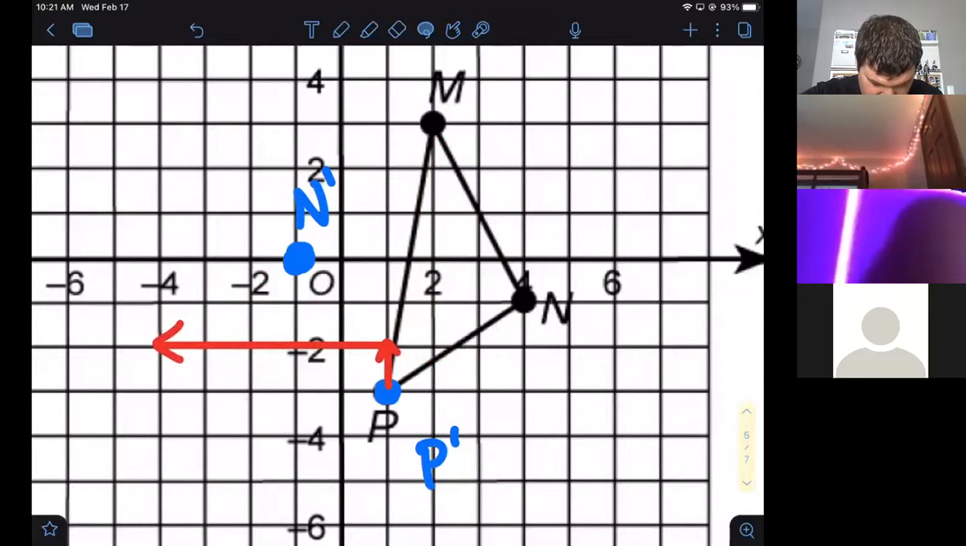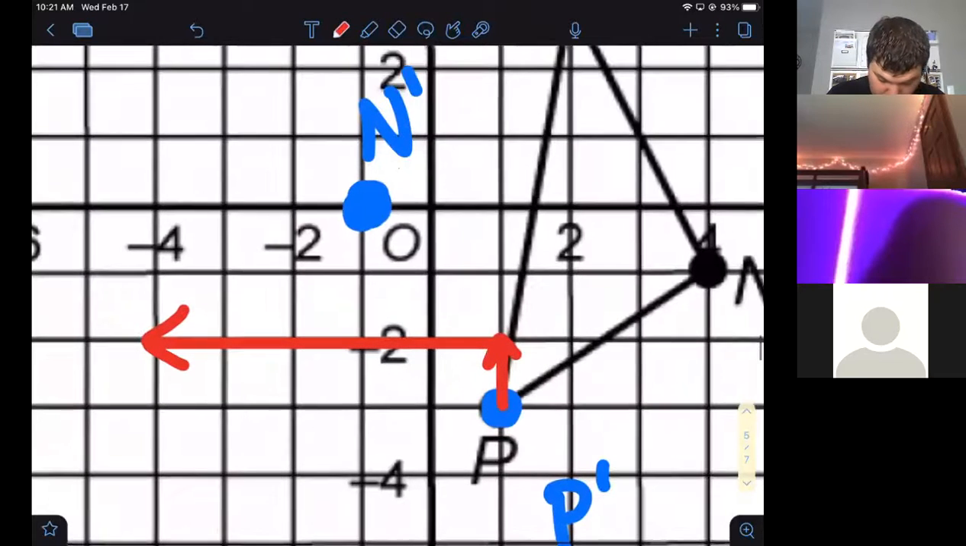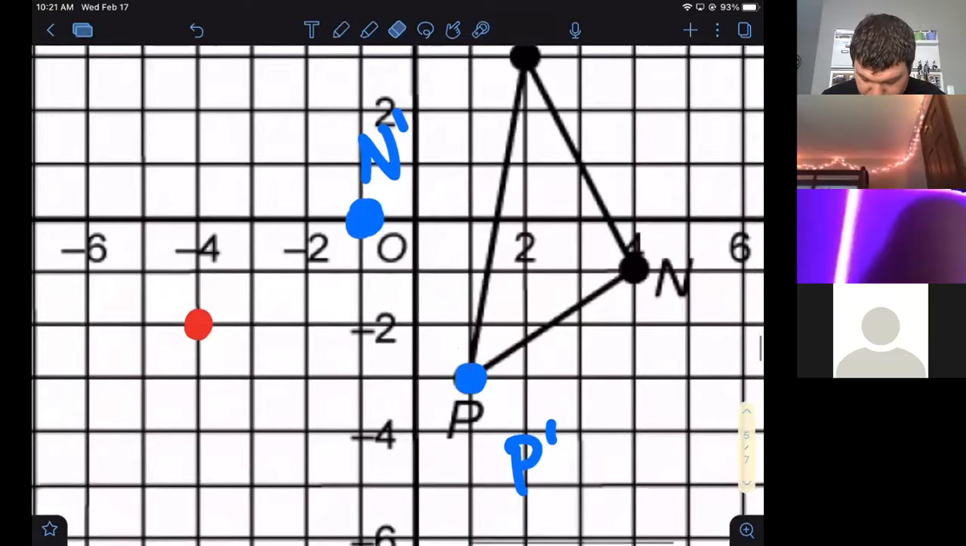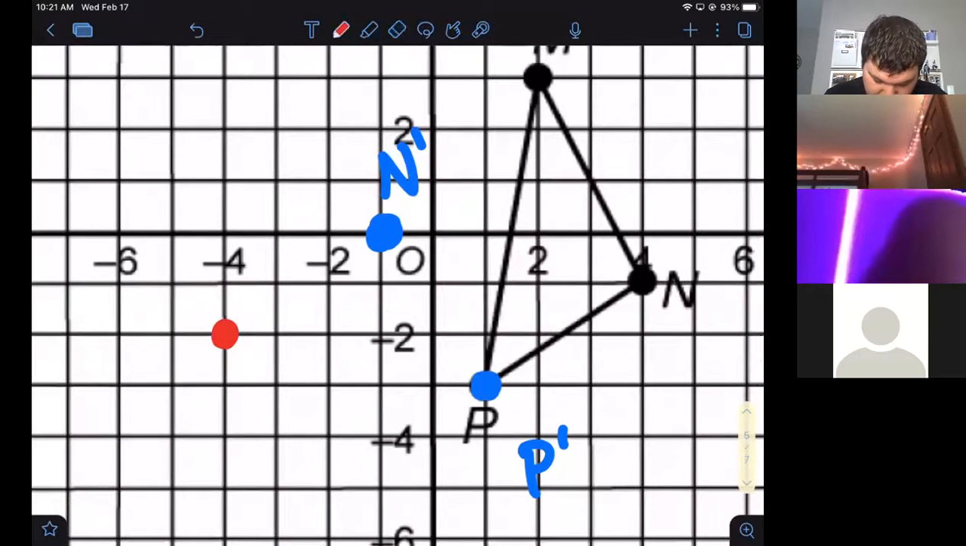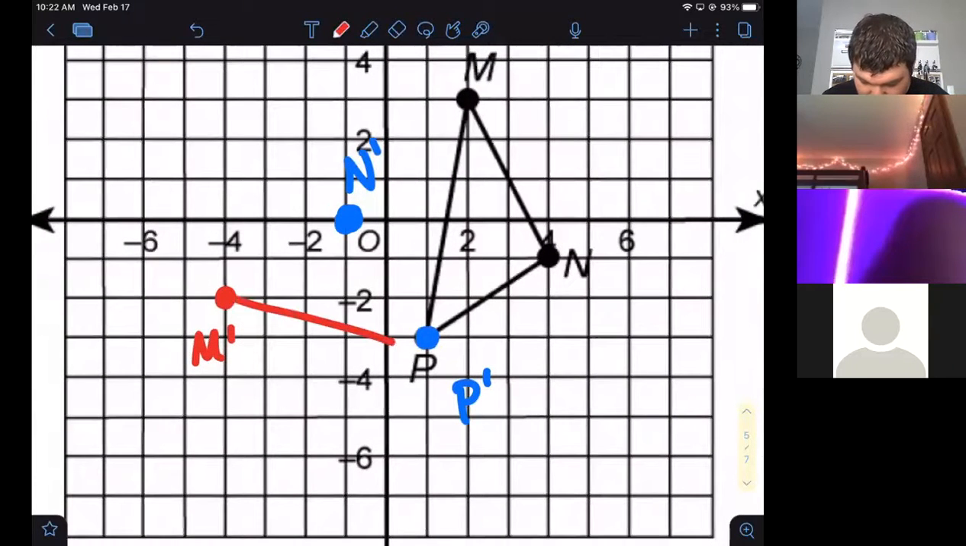Okay, that's going to put our M prime right over here on that point, which is -4, -2. And so that's going to be our M prime. We have our P prime and our N prime. And now I can draw in my triangle just like that.